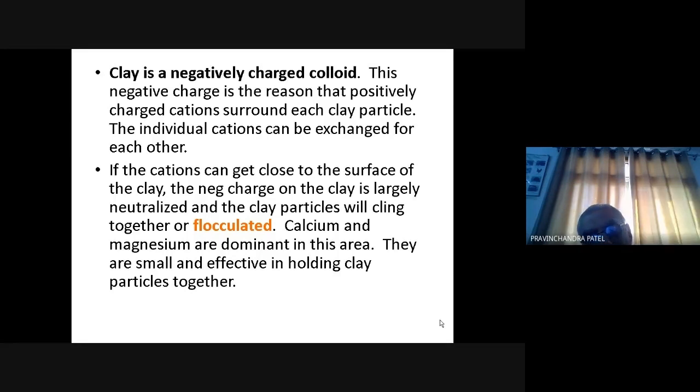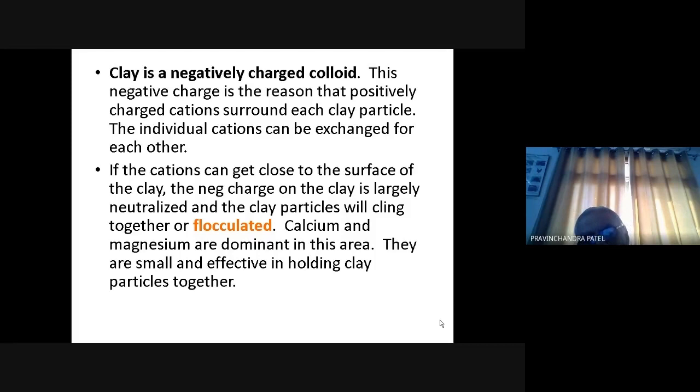If the cation can get close to the surface of the clay, the negative charge on the clay is largely neutralized and the clay particles will cling together, or flocculate. So normal soils are flocculated, united together. Calcium and magnesium are dominant in this area. So when your soil is flocculated, there will be a dominance of calcium and magnesium.